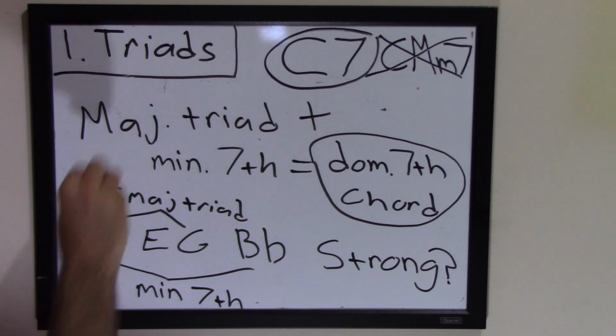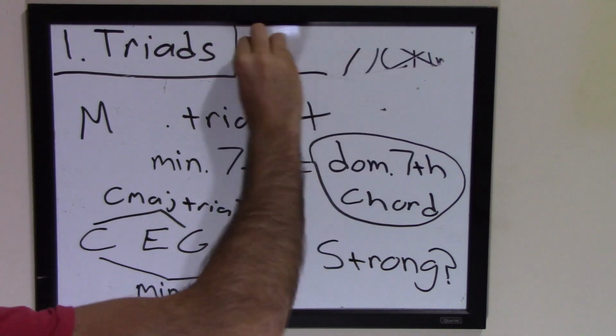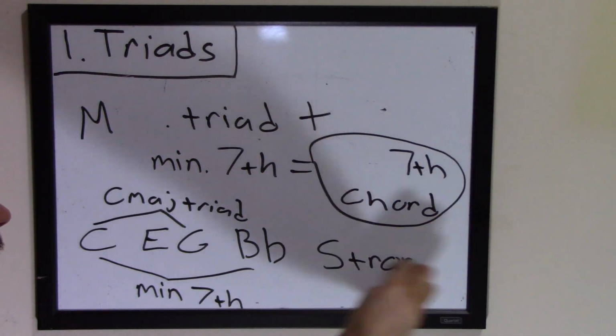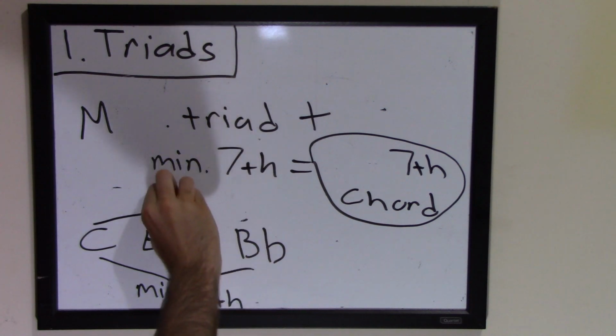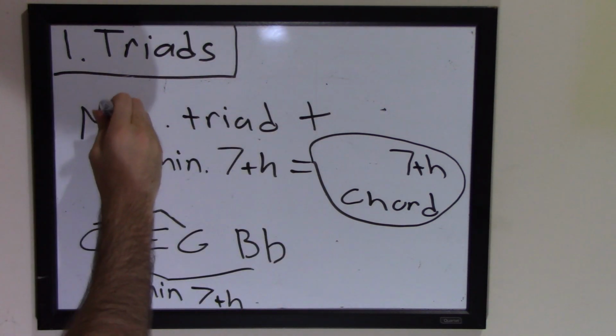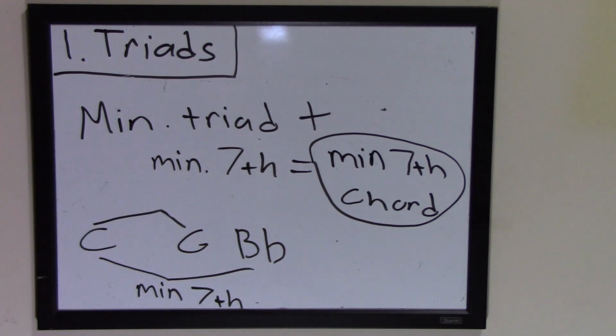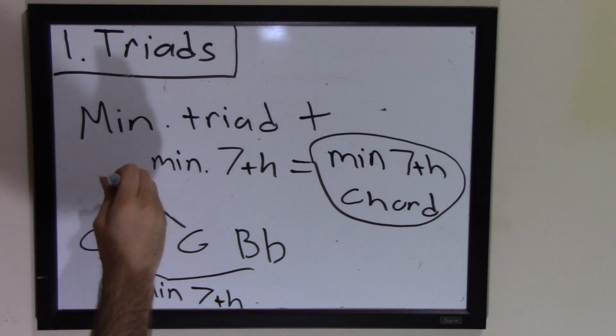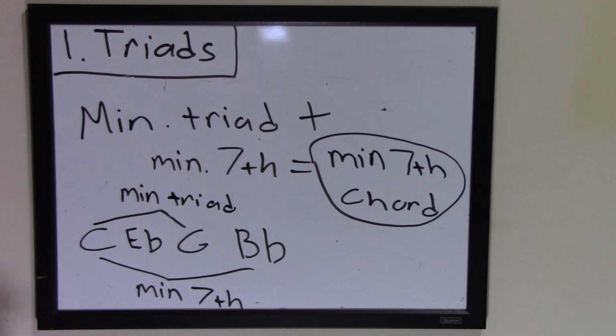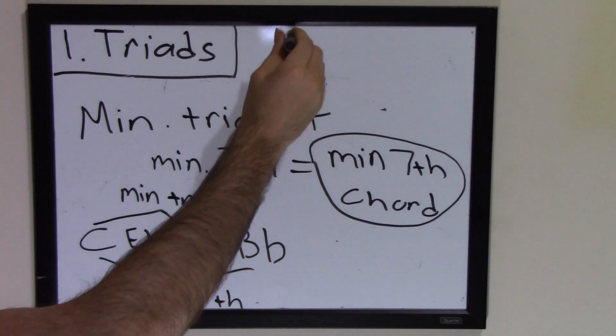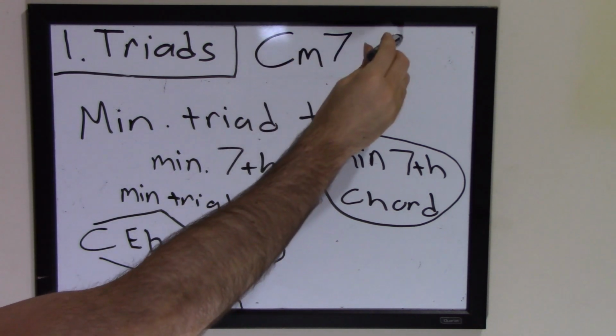Let's keep going. When you add a minor seventh to a minor chord, you get a minor seventh chord. For example, we know a C minor triad is C, E flat, and G. If you add the minor seventh that we just added to the C major triad, if you add that same minor seventh to the C minor triad, you get a C minor 7. So you would have C, E flat, G, and B flat, because the distance between C and B flat is a minor seventh.